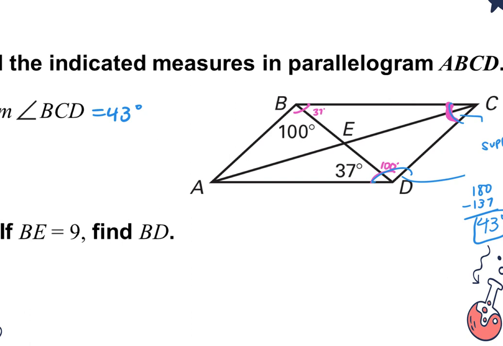Number 4 says BE is 9. Find BD. What is BD? 18, right? Because this diagonal would be bisected, so you double it, and you get 18.